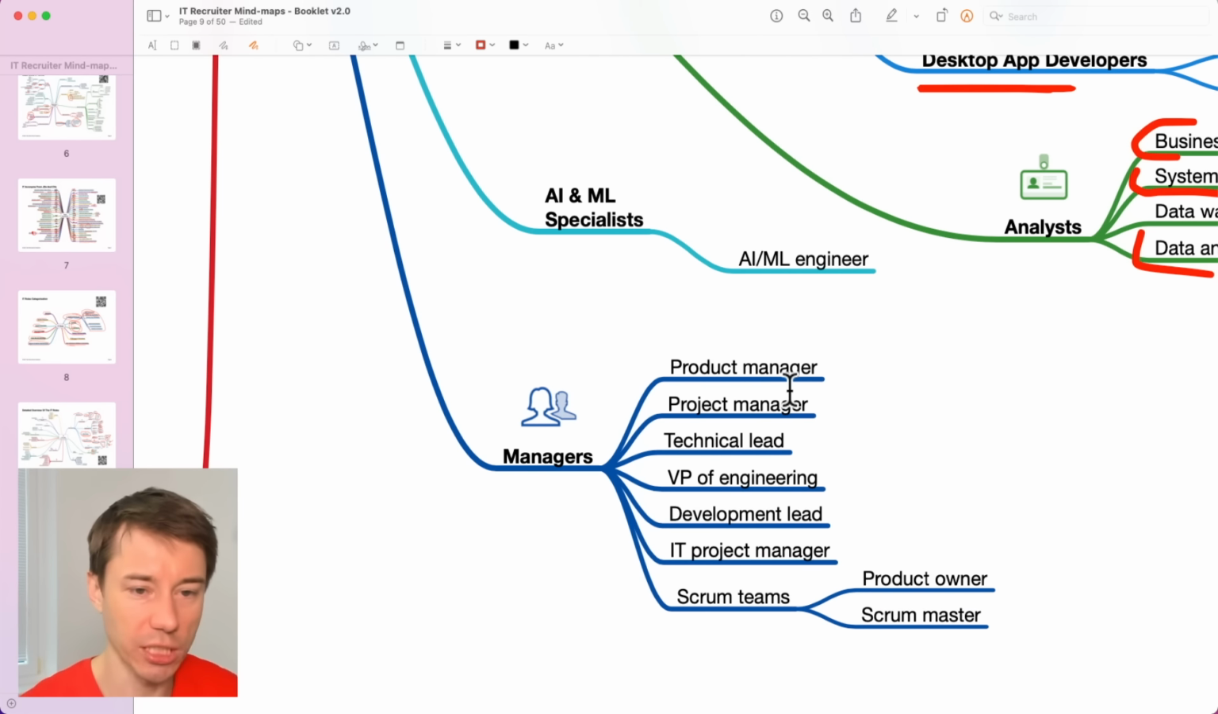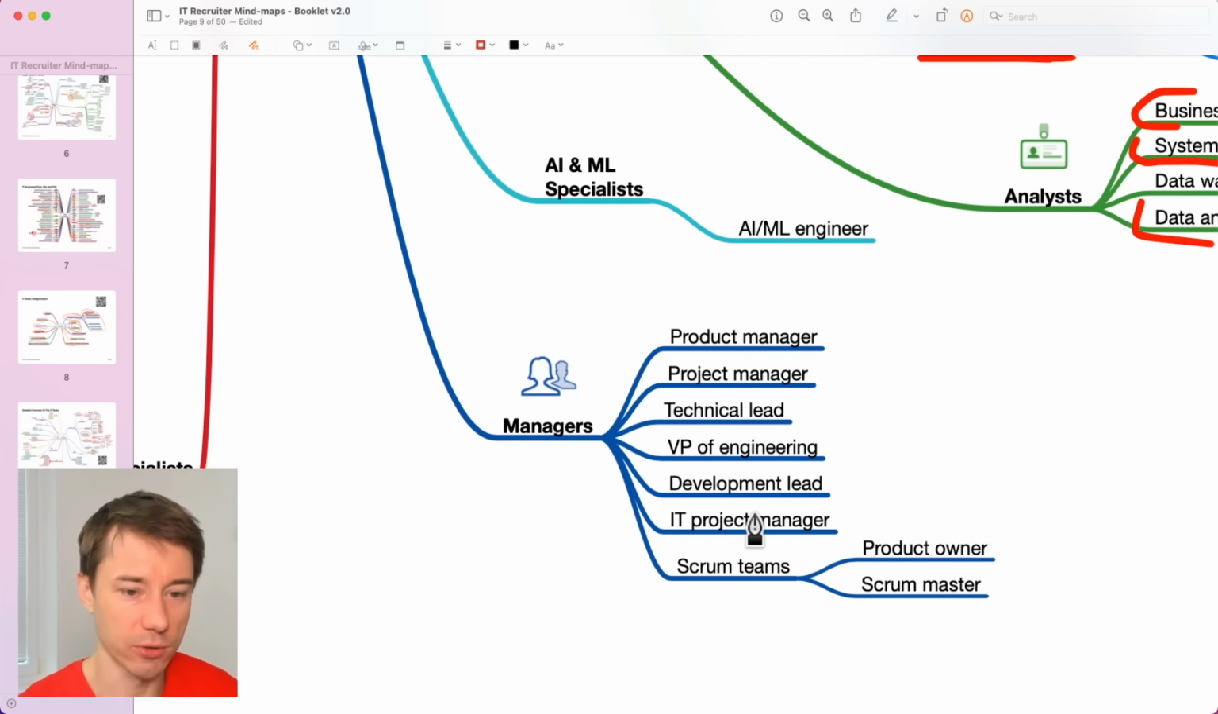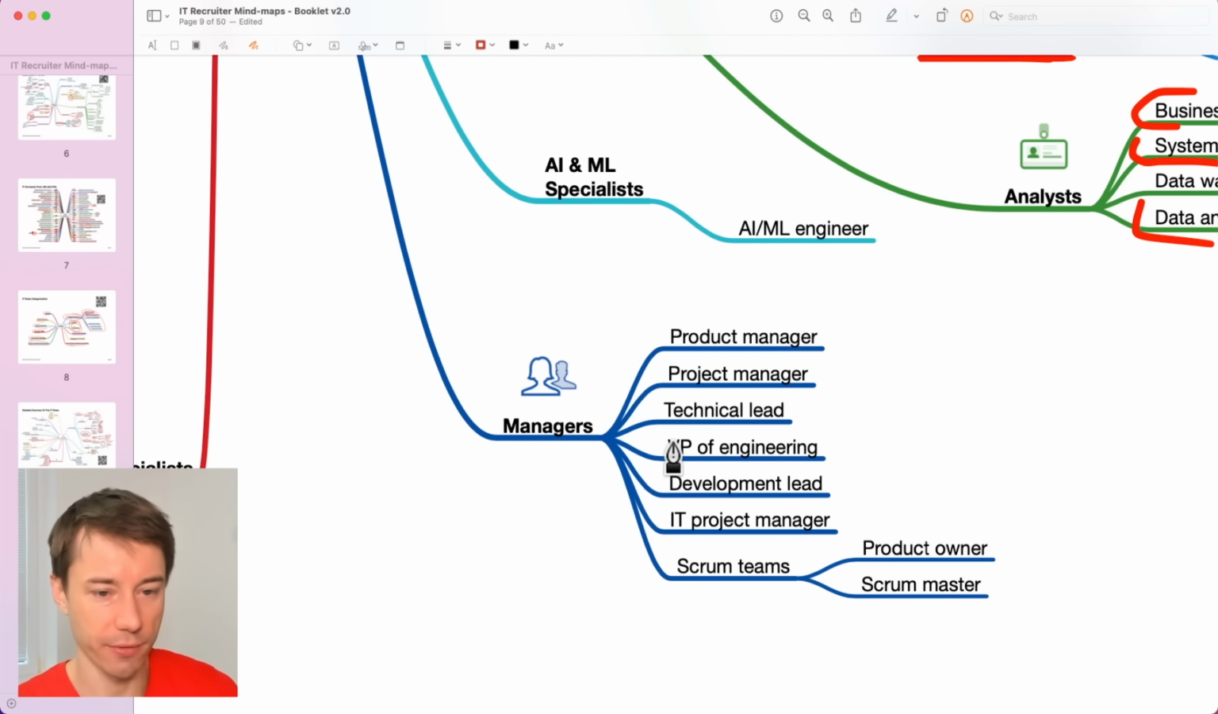Managers, we are talking about product managers or project managers. We are talking about VP of engineering or a technical development lead. So these are the people who manage on a daily basis. They work as, for example, VP of engineering. They have one-on-ones with their teams and solve all these operational issues with teams.